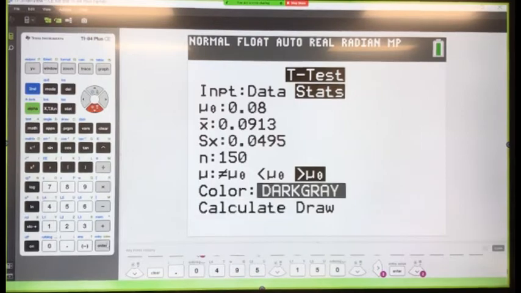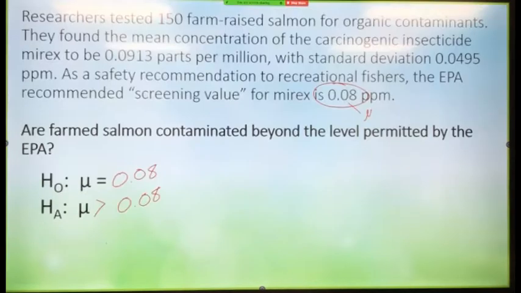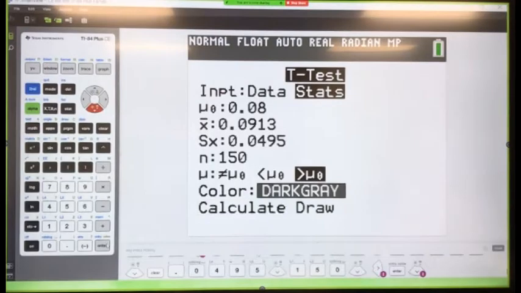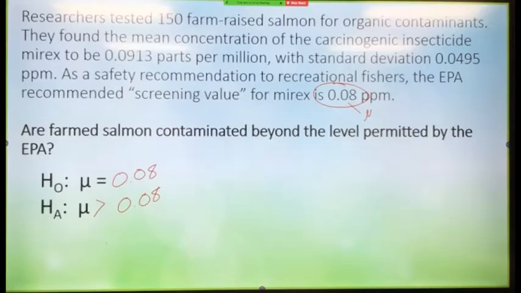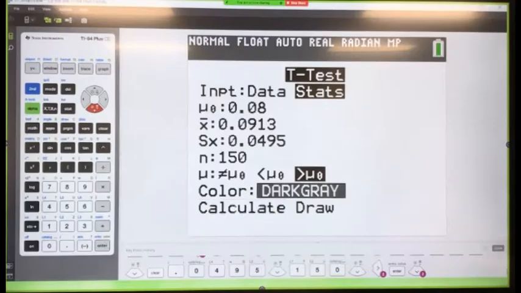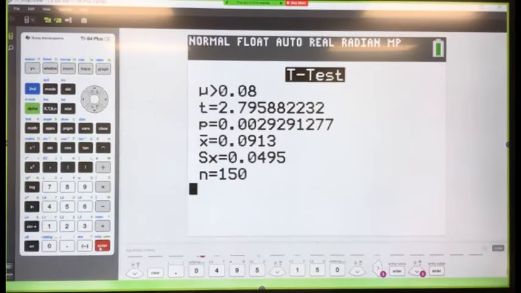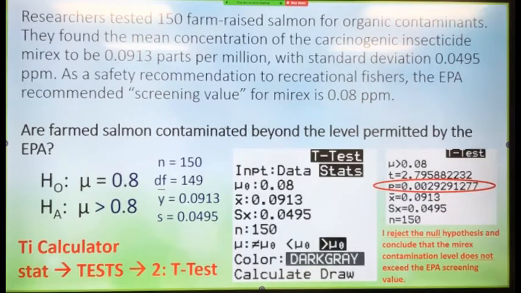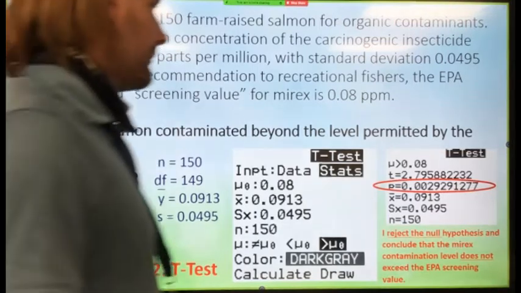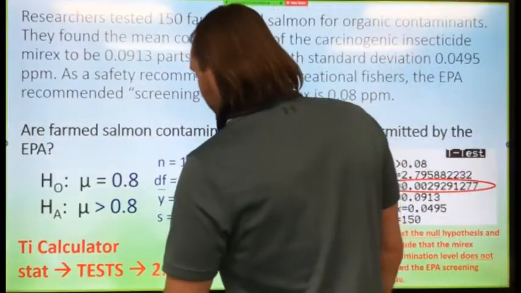And calculate. So double check your numbers. It'll be a shame if you got it wrong because the calculator doesn't make mistakes. You make mistakes. So 0.08, okay. 0.0913, that looks good. 0.0495, that looks good. 150, okay. Greater than symbol. All right, now calculate. Gives me my t value, 2.8 I guess. My p-value is 0.0029. And it also gives me what I already put in, my mean, standard deviation, and n value. Oop, kind of gave away the answer.